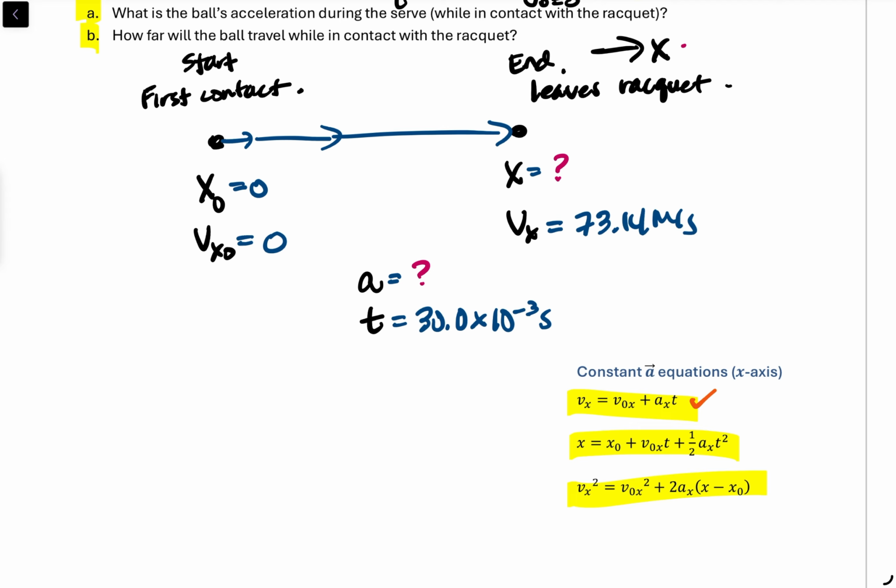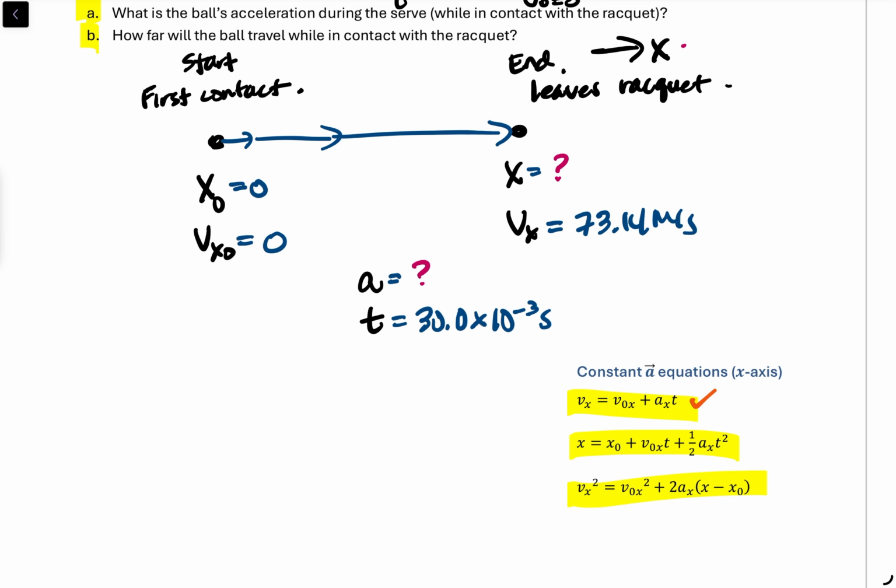We would not want to pick this one here. Yes, this has our acceleration, but if I run down that list, I don't know this here. So if I pick that second equation, I would have two unknowns. So that's not going to be helpful. Same thing would be true here. Here's my acceleration, but then I don't know that X either. So usually there's an equation that will work.